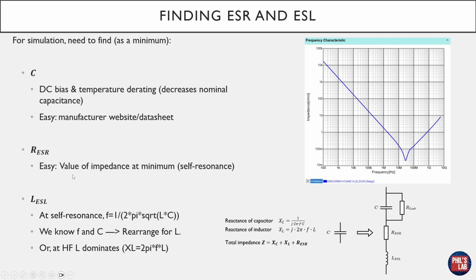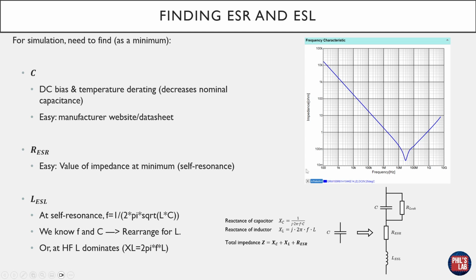If we idealize this, effectively it's the value of the impedance at the minimum, which is the self-resonance. At self-resonance, the capacitance and inductance, their reactances cancel out, and we are left, assuming a very large leakage resistance, with just the ESR. So for example, at this curve on the top right-hand side, we can see the ESR is about 20 milliohms for this particular capacitor.